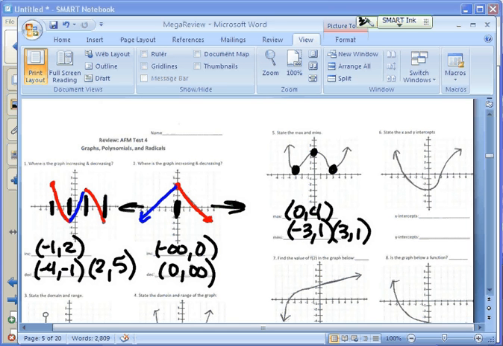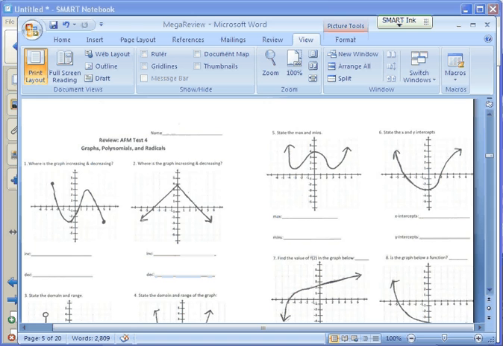6 says state the x and y intercepts. X-intercepts at the x-axis, there'd be one at -4 and at 2. And y-intercepts at the y-axis, so that would be at -3. So if you need to check those answers longer, I would suggest you pause. And now we'll look at the second half.